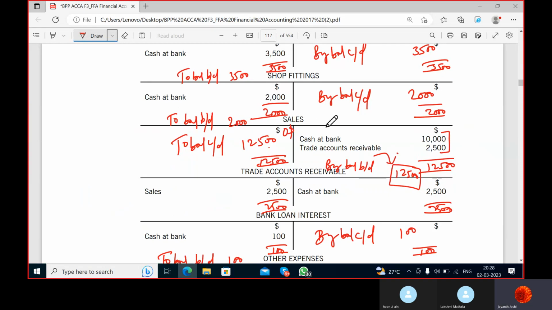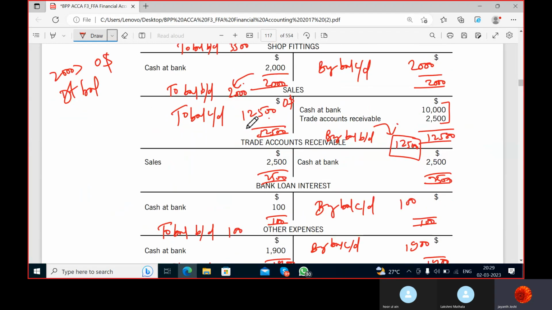So whenever you have brought down balance on the credit side, it is a credit balance. Whenever you have brought down balance on the debit side, it is a debit balance. Here you see the debits of this are exceeding the credits of this. So 2,000 is more than $0. Here we have $0, so you have a debit balance, and you can see here balance brought down debit. Okay, so this is done.